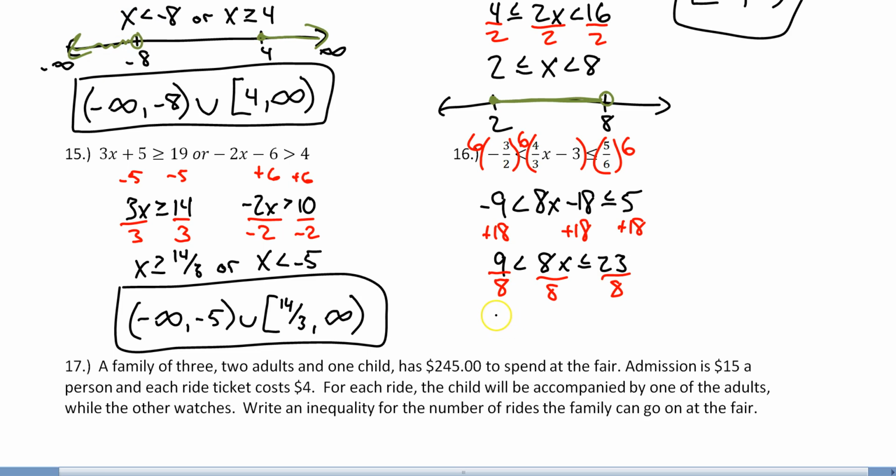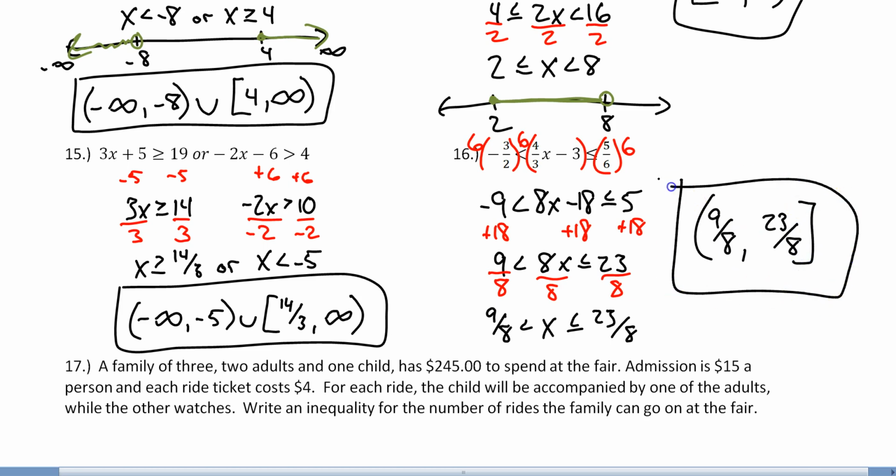So here, and then once again, I'm just going to leave this as a fraction. That's 9/8 less than x less than or equal to the 23/8. Just leave them as improper fractions. They're great that way. So this one goes from 9/8 to 23/8. Parenthesis for the 9/8, bracket for the 23/8 because of the equal to condition versus no equal to condition. Okay.